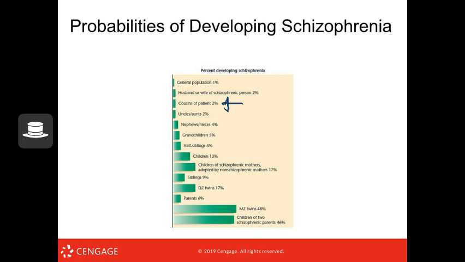If you are cousins with somebody with schizophrenia, 2%. Same with uncles and aunts, nieces and nephews and grandchildren. Half siblings, 6%. Your children, 13%. So children of schizophrenic mothers adopted by non-schizophrenic mothers, 17%. Siblings, 9%. Dizygotic twins, 17%. Parents, 6%. Monozygotic twins, 48%. Children of two schizophrenic parents, 46%. So genetics do seem to play a role, but also environment has an effect as well.